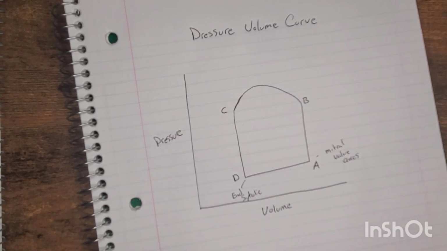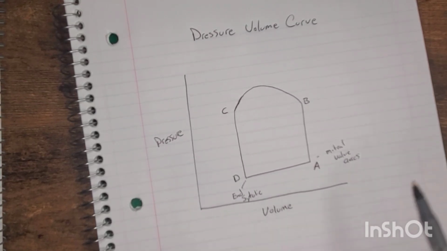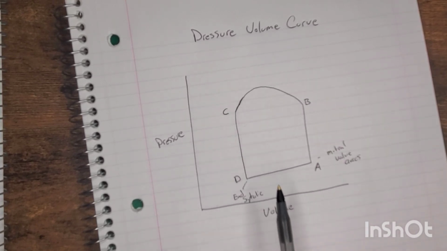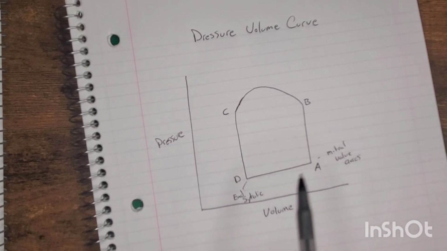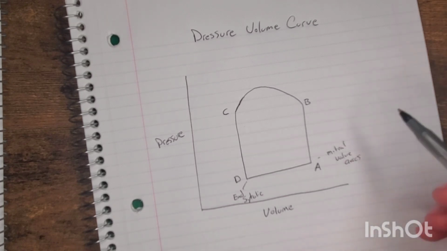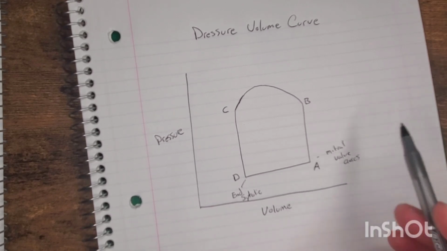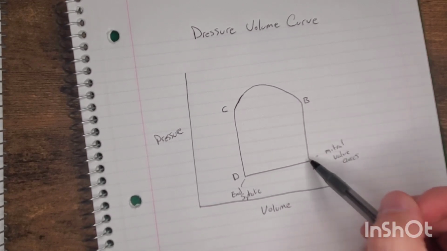We have pressure on the y-axis and volume on the x-axis down here. I have points labeled A, B, C, D on what looks like a tombstone, but this is actually just the pressure-volume relationship during one cycle of the left ventricle. So you can imagine down here we have A, where our volume is increasing to its maximal level. This is going to be when the mitral valve closes and the ventricle is contracting.